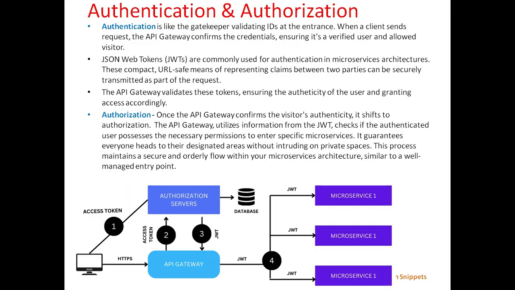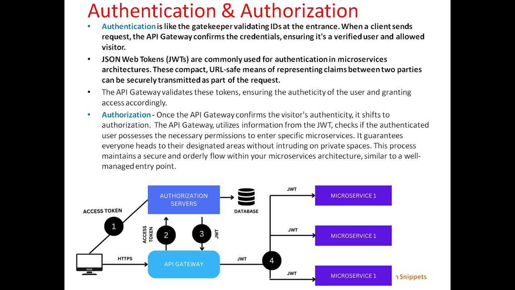Then authentication and authorization. Authentication is like the gatekeeper which validates IDs at the entrance. When a client sends the request, the API gateway confirms the credentials and ensures it is a verified user. JSON web tokens are commonly used for authentication in microservices architectures. These tokens represent claims between 2 parties that can be securely transmitted as part of the request. The API gateway validates this token and ensures authenticity of the user and grants access accordingly.